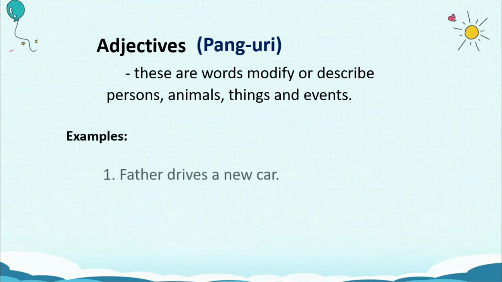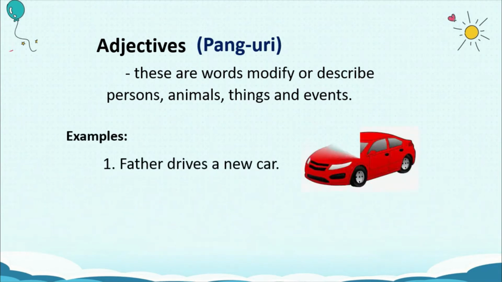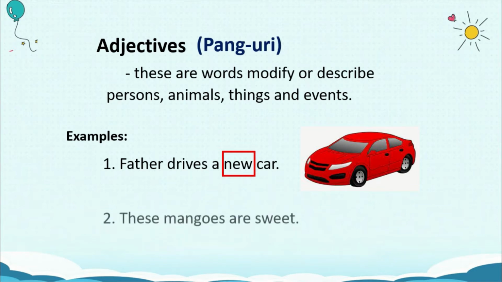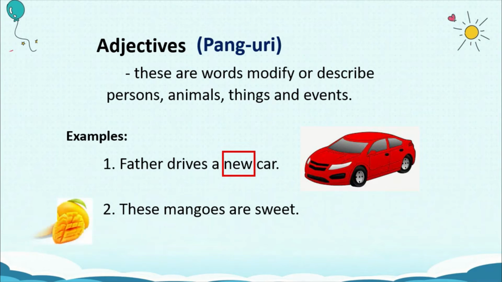Let's take an example. Number 1 example, Father drives a new car. The adjective in the first sentence is the word new, modifying the word car, which is a noun. And for the second example, we have, these mangoes are sweet. What do you think is the adjective present in sentence number 2? Very good. That's the word sweet. The word sweet is an adjective modifying the word mangoes, which is a noun.